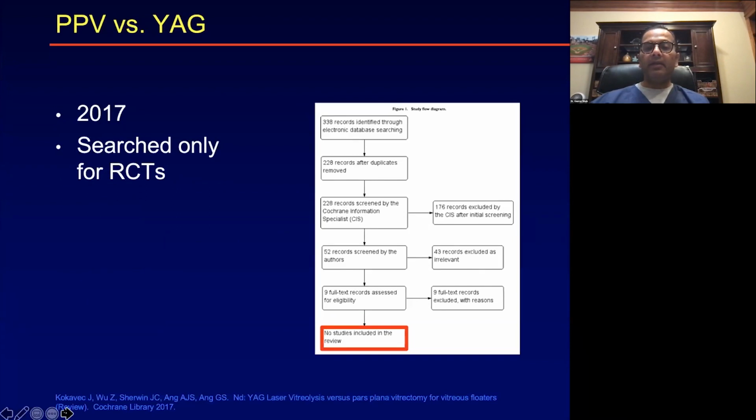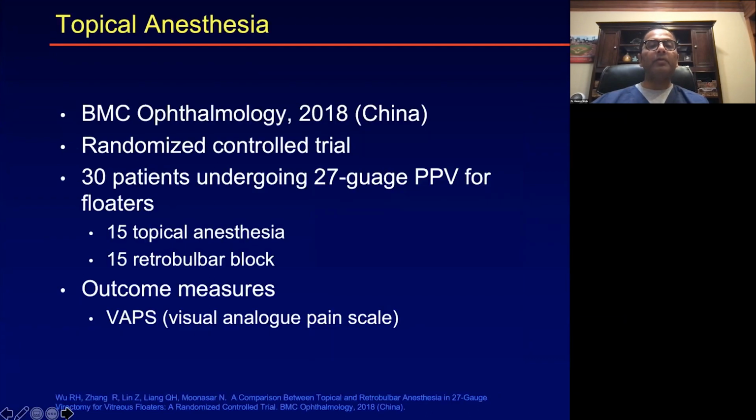And again, there's no studies that have really looked at one versus the other. This was looking at a flow sheet that shows the Cochrane database for vitreolysis versus vitrectomy. So what about topical anesthesia?